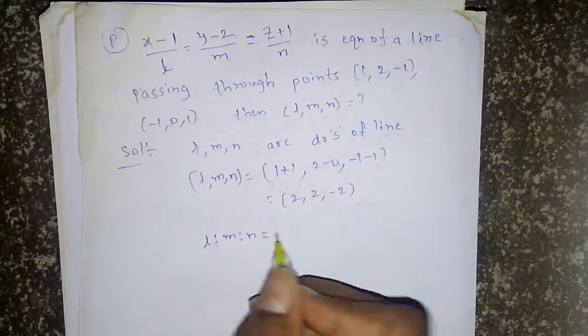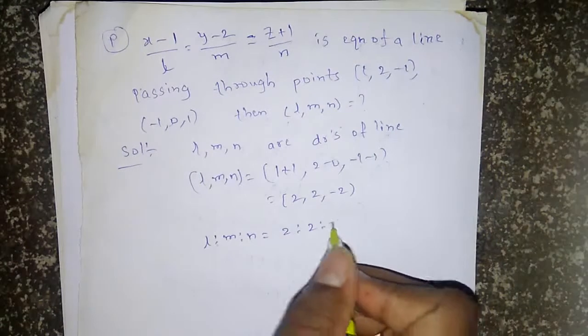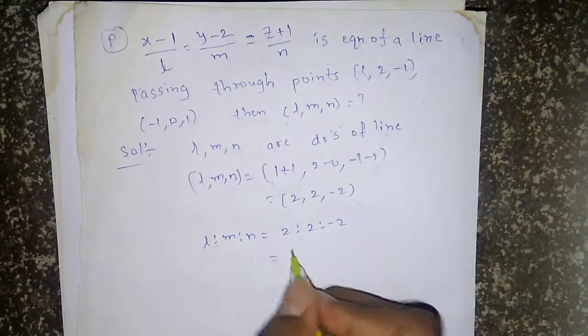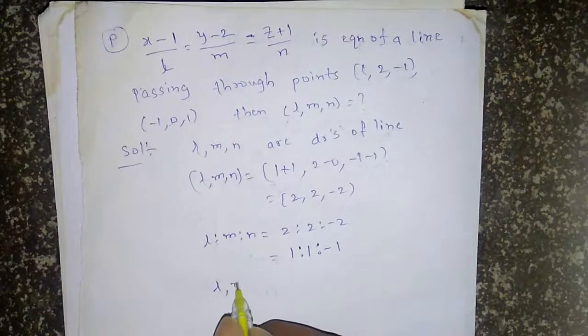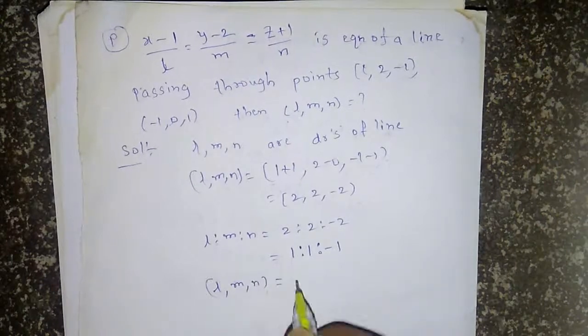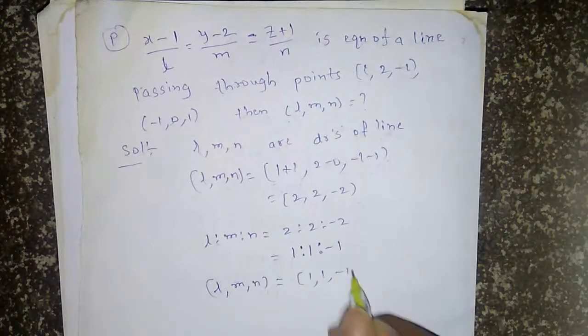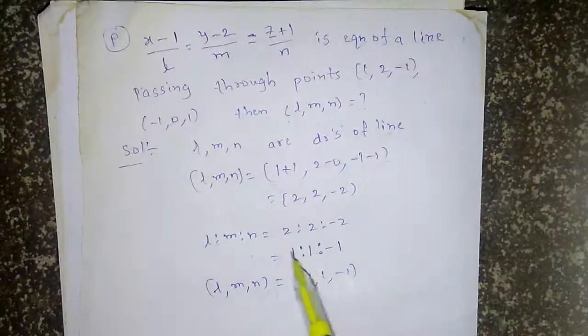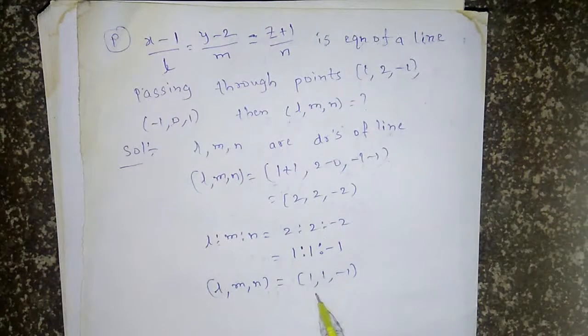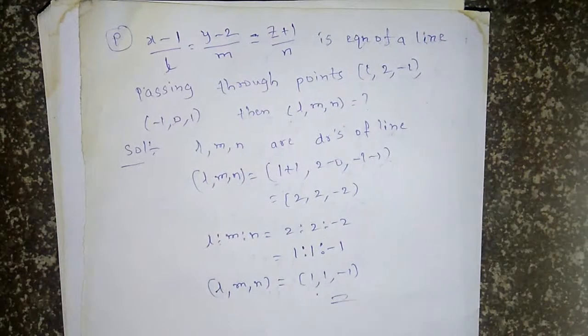So we can find the ratio also. If we cancel out, 2 is to 2 is to minus 2 becomes 1 is to 1 is to minus 1, therefore direction ratios are 1, 1, minus 1. These are direction ratios, so I took the ratio here, 1, 1, minus 1.